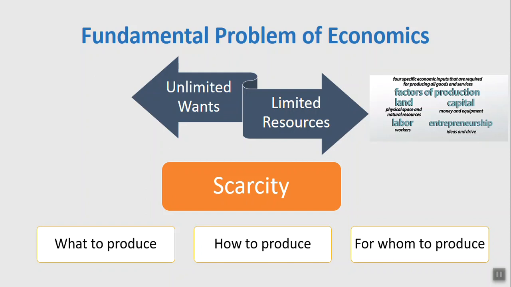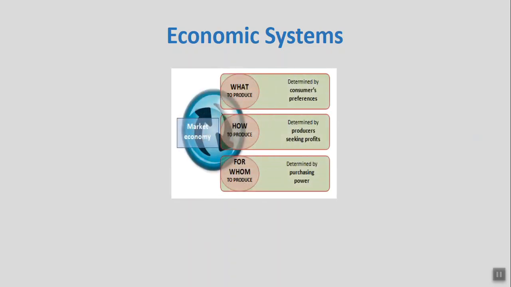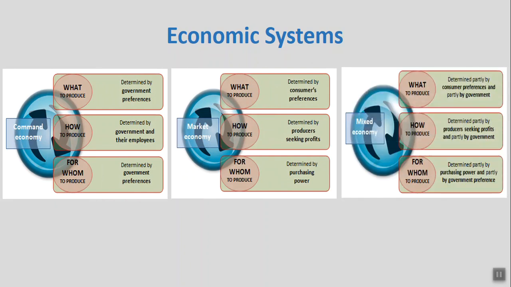Now come back to our question: what to produce, how to produce, and for whom to produce. How does society answer through economic systems? There are three kinds of economic systems. One is market economy, another is command economy, and the third is mixed economy.